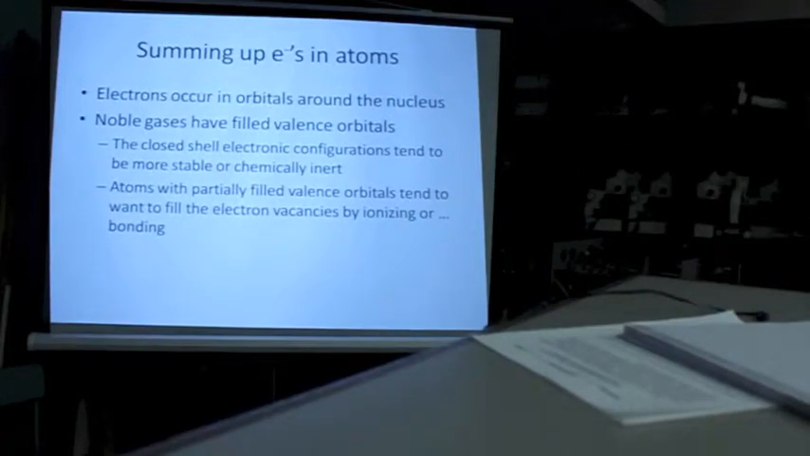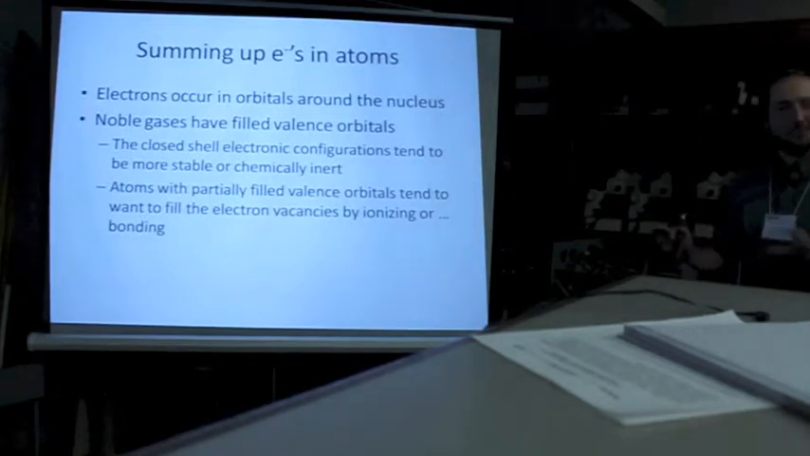So, summing up what's happened here. Electrons are obviously important. Electrons occur in orbitals around the nucleus, maybe a little bit abstract. Noble gases have filled valence orbitals, and so this closed shell electronic configuration tends to be more stable, which leads to them being chemically inert.